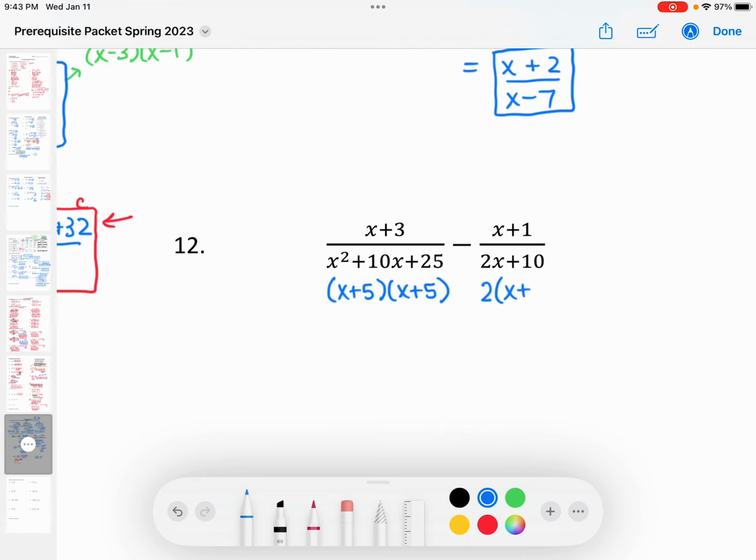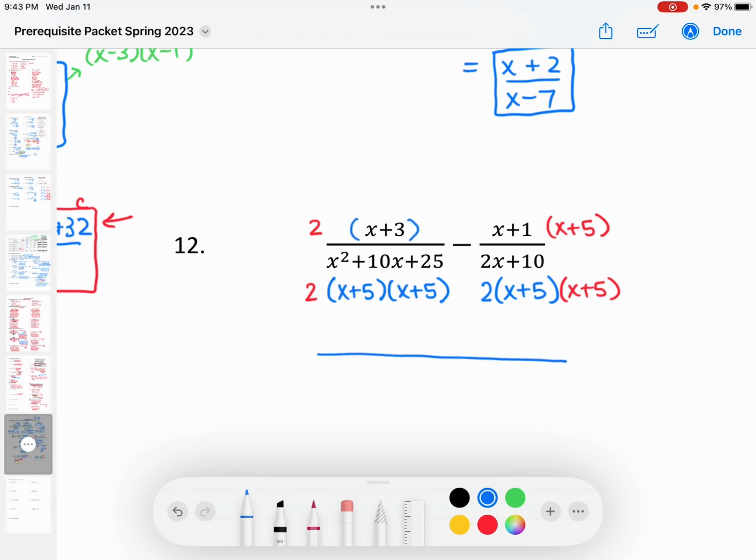If I factor out a 2 on this one, I am thinking that this one's going to need its own 2. And this one needs an extra x plus 5. And then they will match. Common denominators. All right. And we're subtracting.